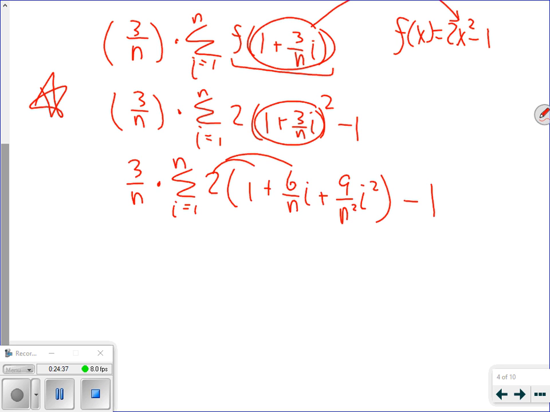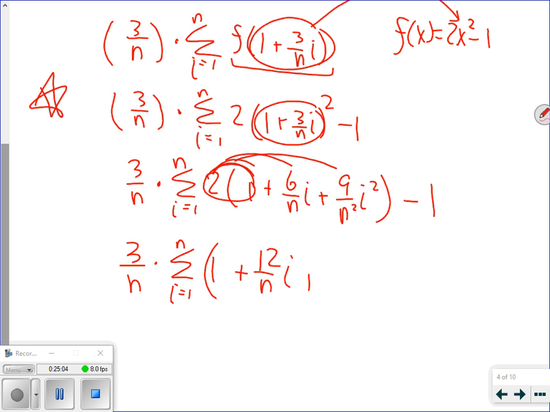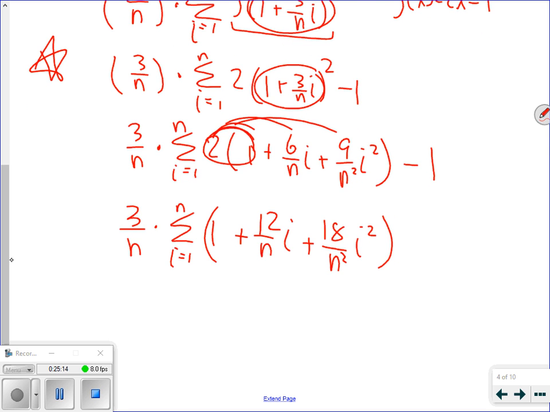All right, last thing I'm going to do to distribute is multiply by 2, and I'm going to subtract 1. So I got 3 over n multiplied by the summation, i equals 1 to n. And then I'm going to go ahead and multiply by 2 and subtract 1. So 2 times 1 minus 1 is going to be just 1. And then plus 12 over n i plus 18 over n squared i squared. And I've already subtracted the 1. Okay? This is what we're left with.